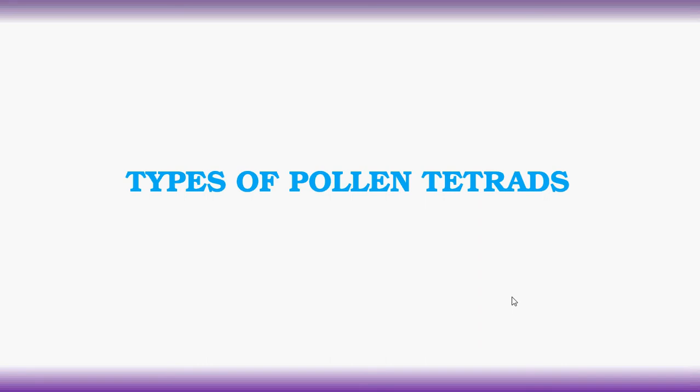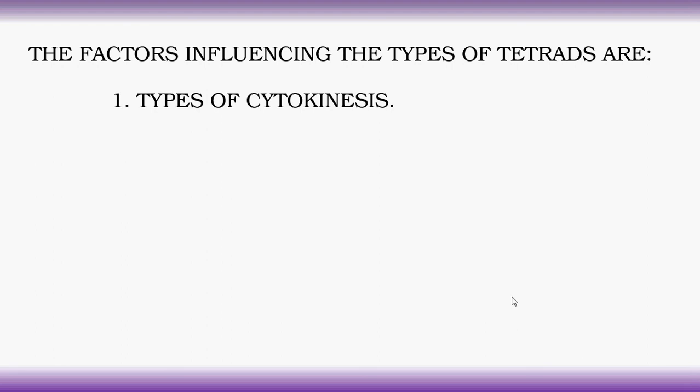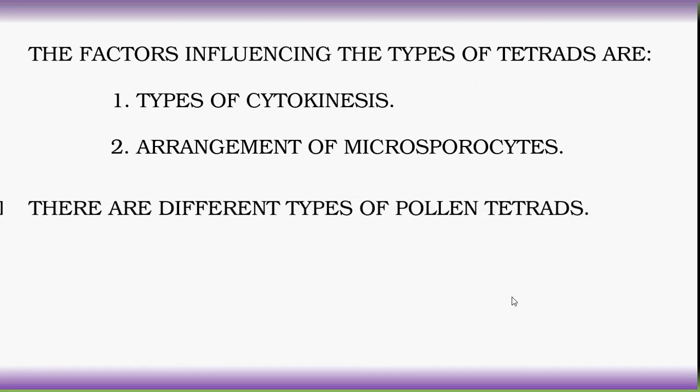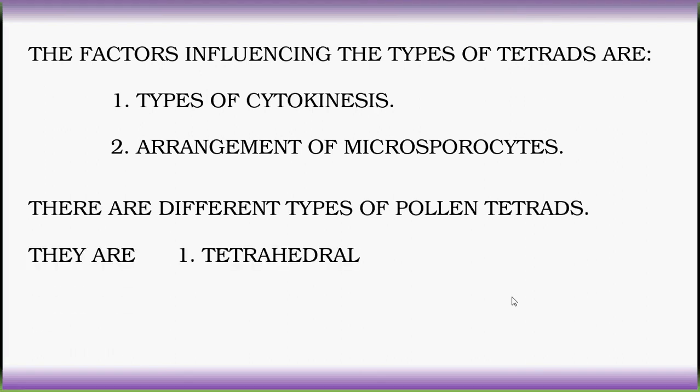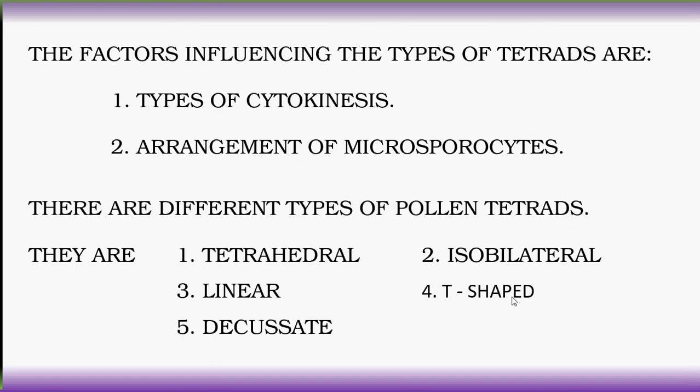Types of pollen tetrads. The factors influencing the types of tetrads are the type of cytokinesis and the arrangement of microsporocytes. There are different types of pollen tetrads based on these factors. They are tetrahedral, isobilateral, linear, T-shaped, decussate. Let's see each one.